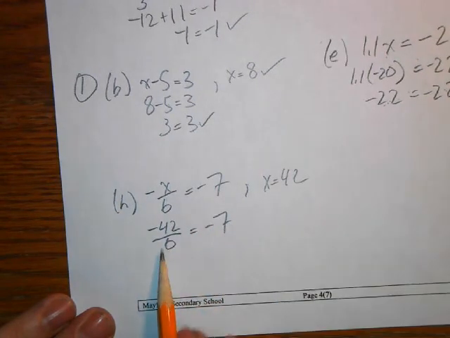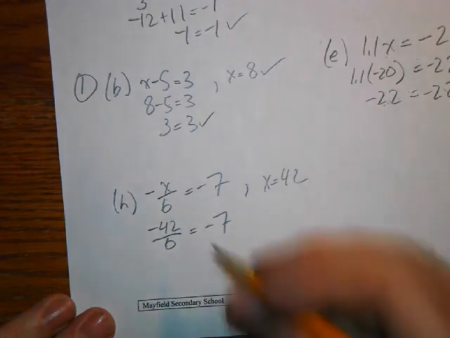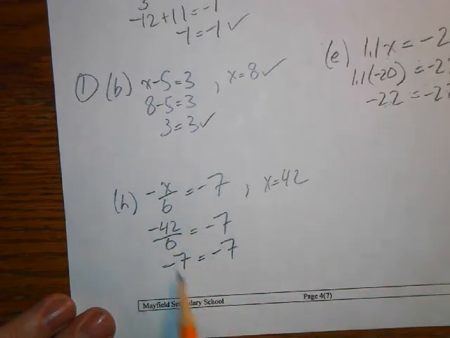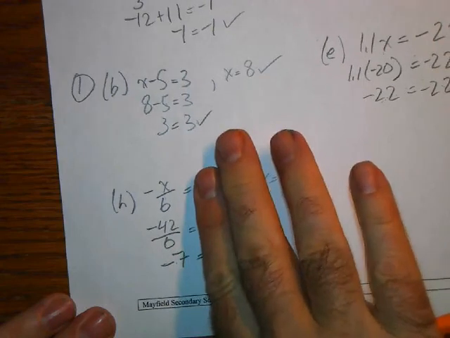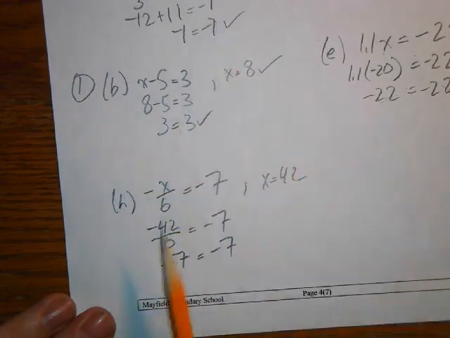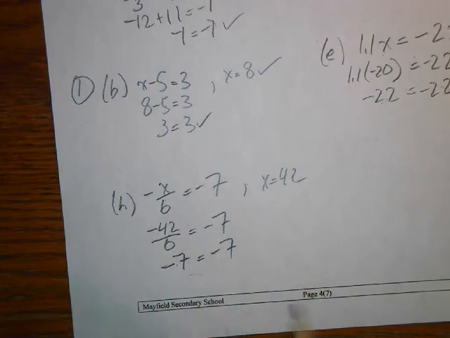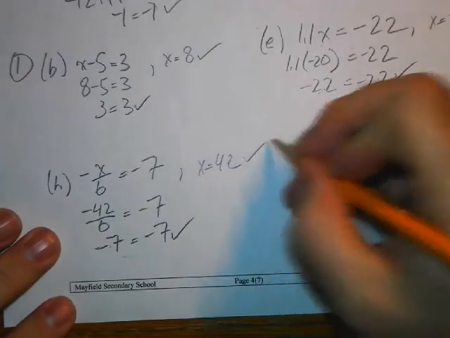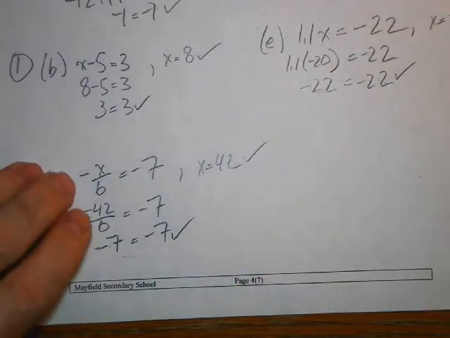So if we replace the x with a 42, and we do the division, -42 divided by 6 is -7. I'm not just writing that because it's over here. I'm actually doing the calculations every time. It's almost good just to cover up the other side while you're doing each side, so that you're not tempted to just make them the same. You actually have to go through the calculation. So since that's the same, that means x does equal 42.